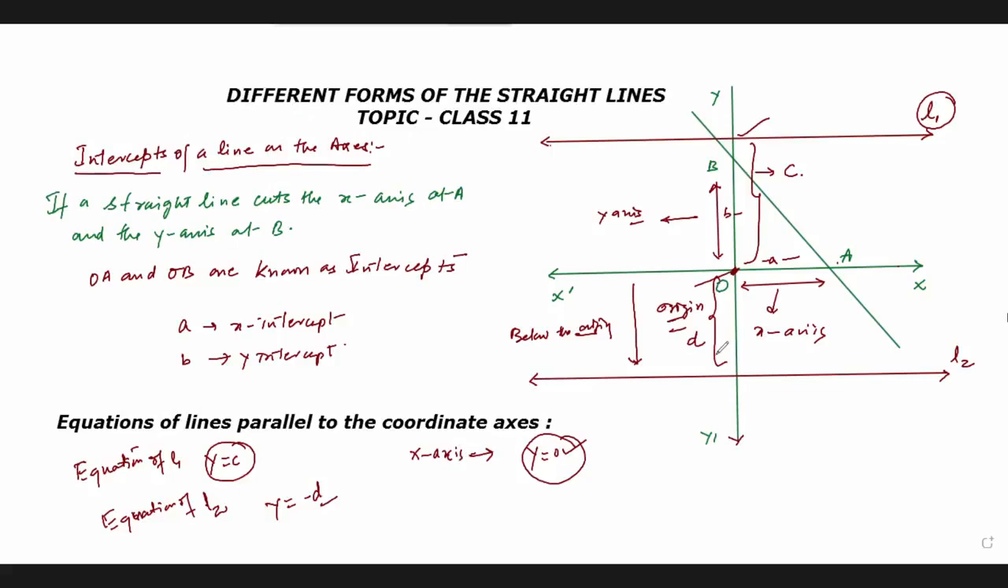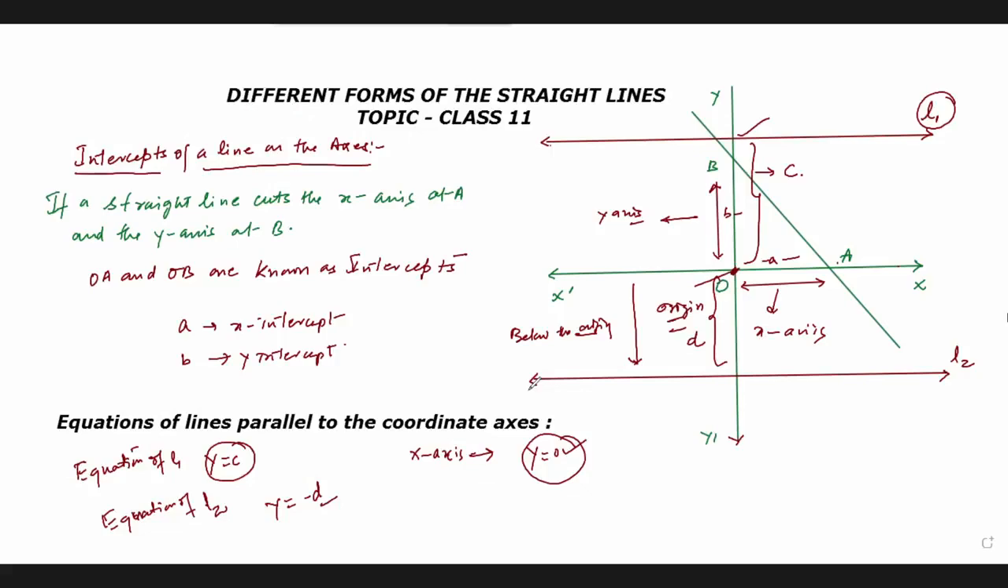So for any line which is parallel to the x-axis, you have to just judge whether this line is above the origin or below the origin. If this line is above the origin, then it will be positive. If this line is below the origin, then it will be negative. So these are the equations of lines which are parallel to the x-axis.